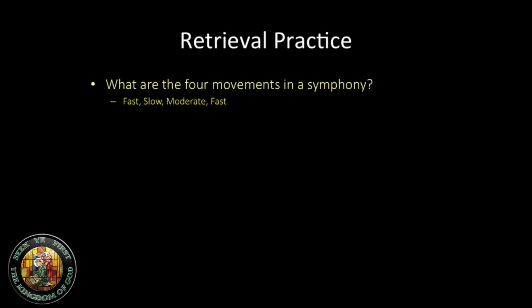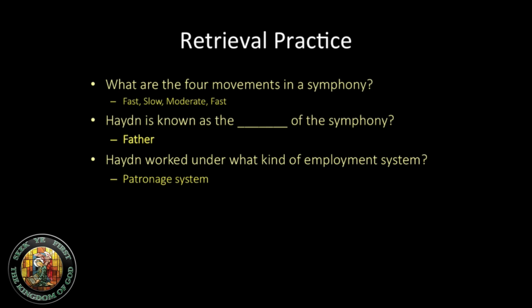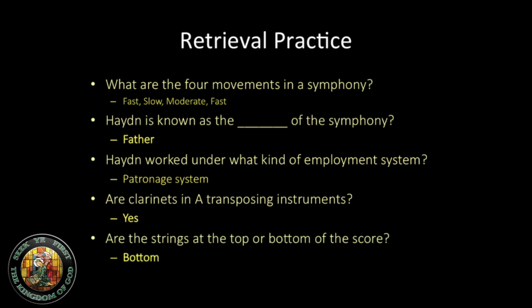Okay, get your green pen ready for the answers. Question 1. The 4 movements in a symphony are fast, slow, moderate and fast. Question 2. Haydn is known as the father of the symphony. Question 3. Haydn worked under the patronage system. Question 4. Clarinets in A are a transposing instrument, yes. And question 5, the strings are at the bottom of the score. Green pen those answers now.